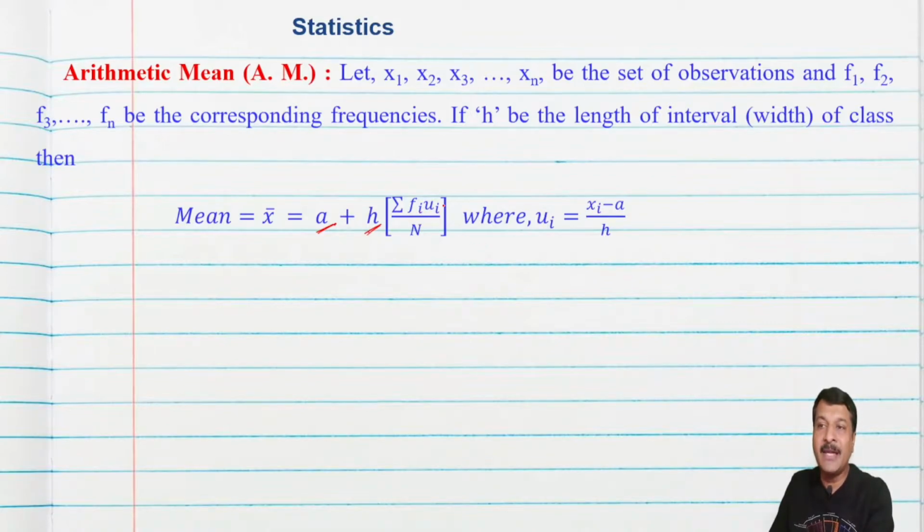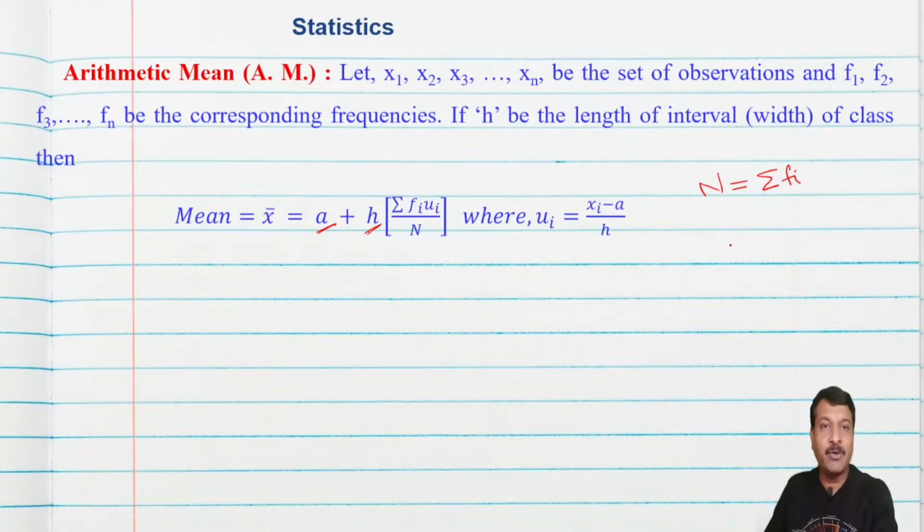h is the height or length of the interval, or the width of that class, times the summation of fi ui upon n. Note that n means the total number. One may write n as the summation of fi also, meaning the summation of frequencies gives n total, where ui equals xi minus a upon h.